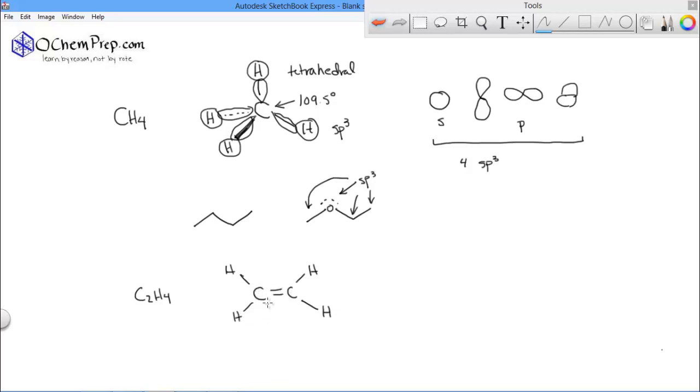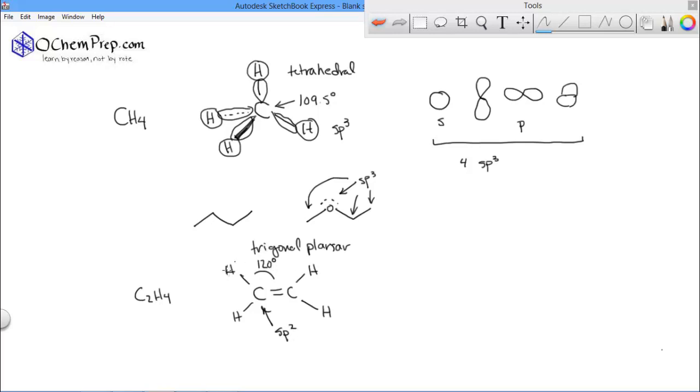Now, if we look, we don't have 4 different directions. We have 3 different directions. The angle measure here is 120 degrees. This carbon is called trigonal planar or trigonal. And the hybridization of this carbon, because it only has 3 different directions, is sp2.